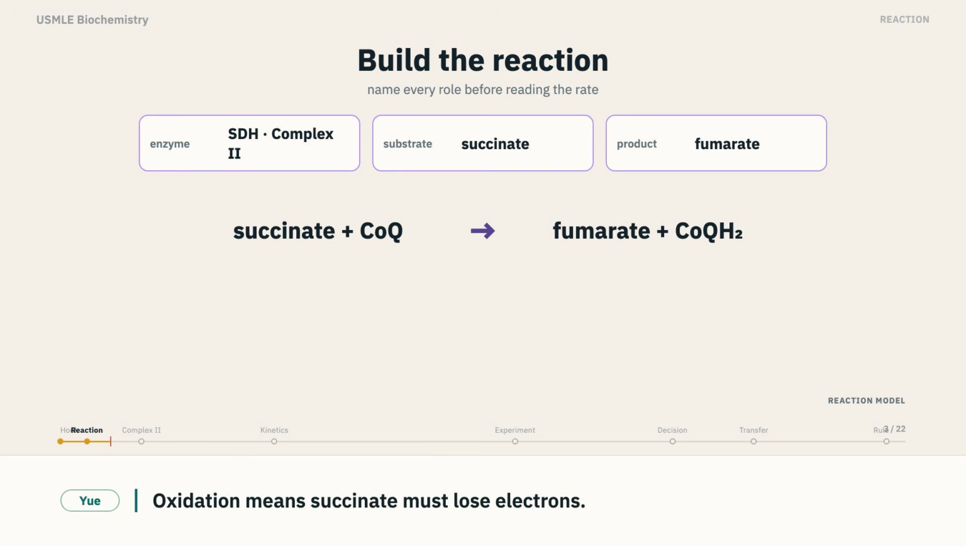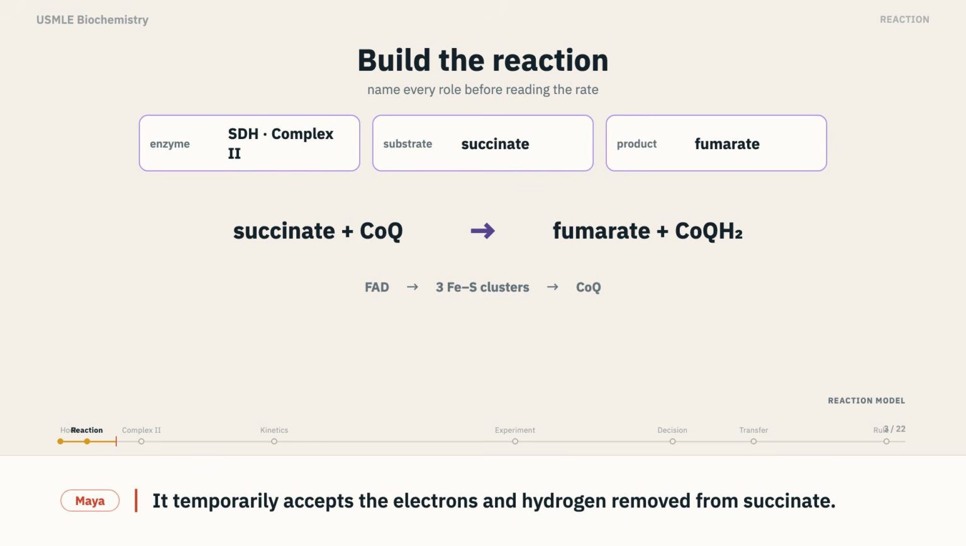Oxidation means succinate must lose electrons. Who accepts them? First, flavin adenine dinucleotide, or FAD. FAD is a redox cofactor attached inside SDHA. It temporarily accepts the electrons and hydrogen removed from succinate. Next come iron-sulfur clusters inside SDHB. These clusters are electron transfer cofactors. They do not turn succinate into fumarate. They carry the electrons through the complex.